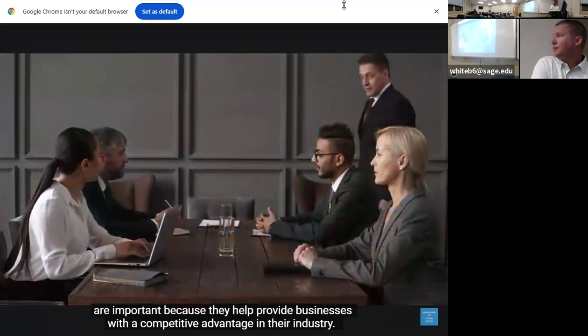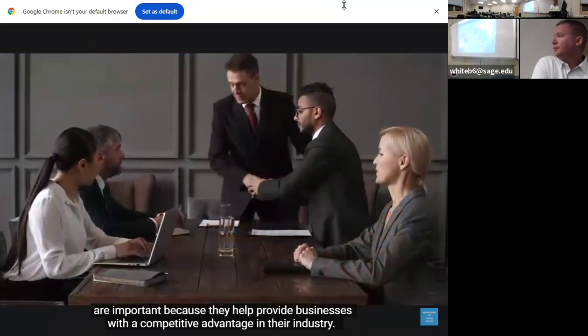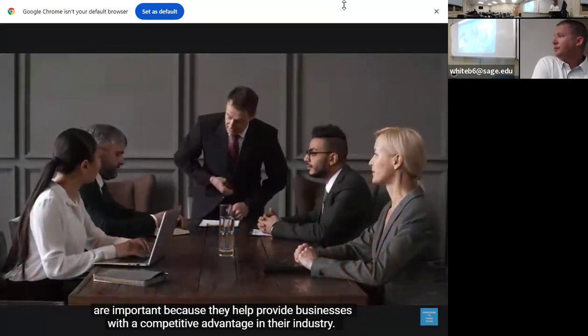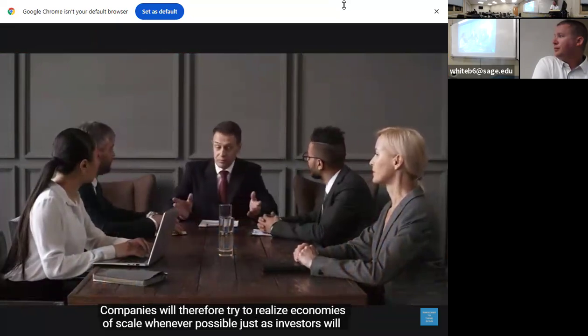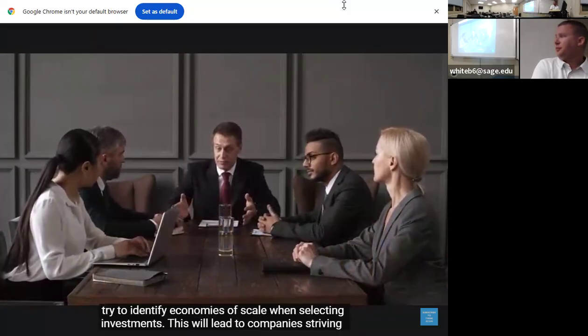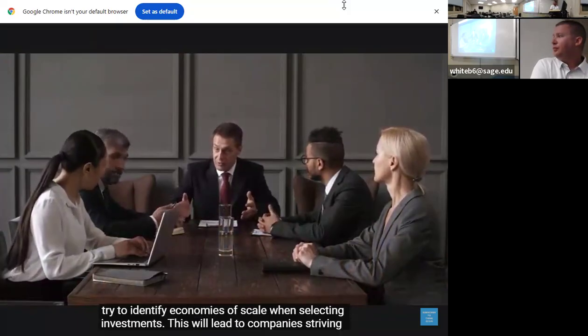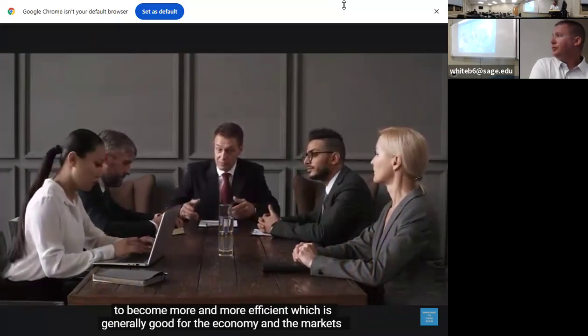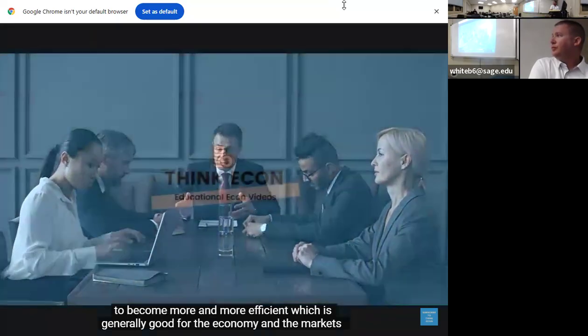Economies of scale are important because they help provide businesses with a competitive advantage in their industry. Companies will therefore try to realize economies of scale whenever possible, just as investors will try to identify economies of scale when selecting investments. This will lead to companies striving to become more and more efficient, which is generally good for the economy and the markets as a whole.